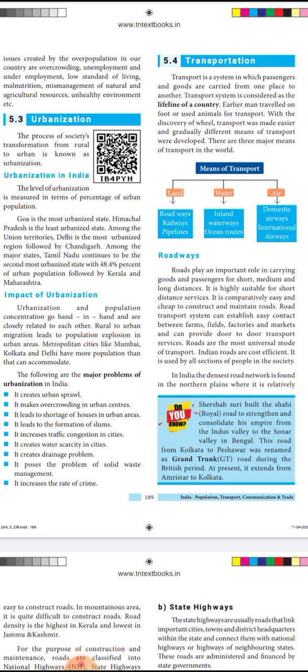Then what are the products being imported to India? That is nothing but petroleum products, pearls, precious stones, semi-precious stones, gold, telecom instruments. All these materials are being imported.